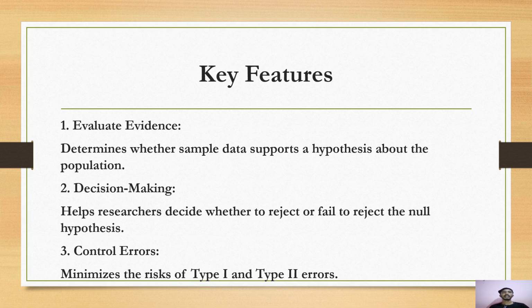Key features: evaluate evidence, determines whether sample data supports a hypothesis about the population. Decision making helps researchers decide whether to reject or fail to reject the null hypothesis. The last one is control errors, minimizes the risk of type 1 and type 2 errors.